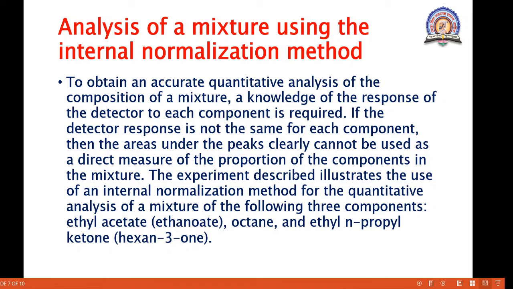The experiment described illustrates the use of an internal normalization method for the quantitative analysis of a mixture of the following three components, that is ethyl acetate, octane and ethyl propyl ketone. So by this we can perform the experiment. Okay. So this is about the analysis of a mixture.